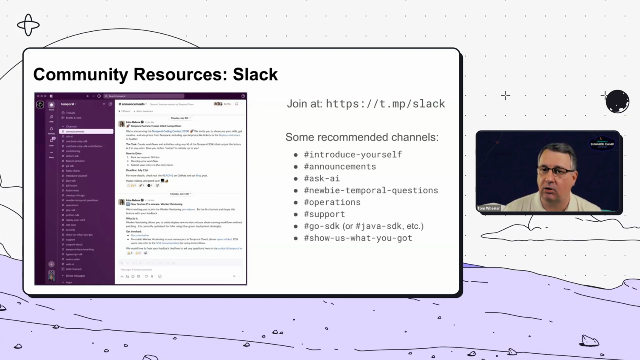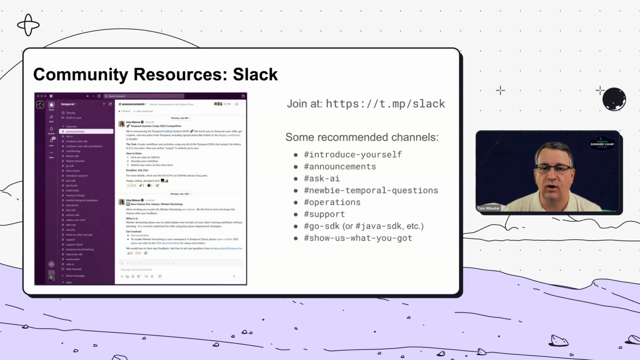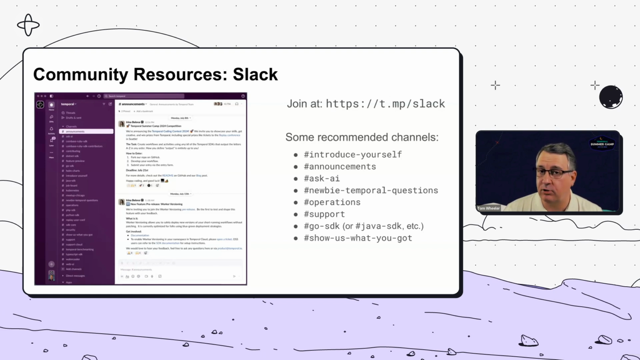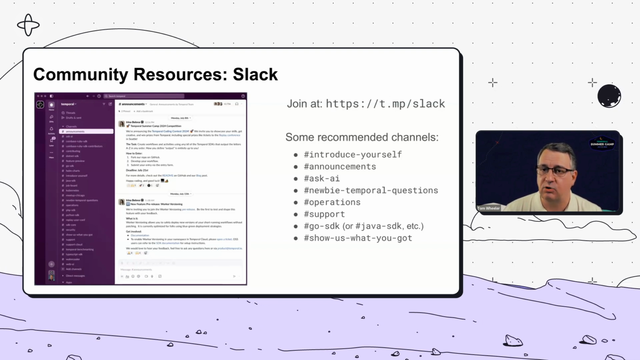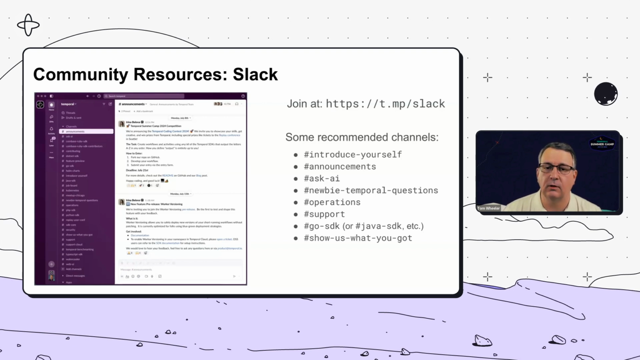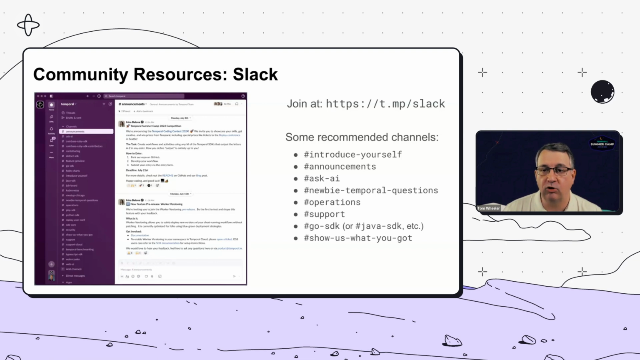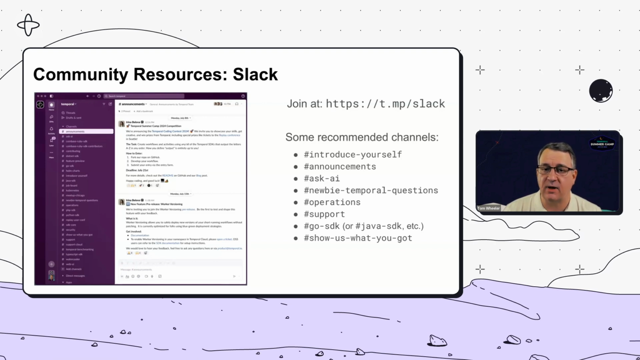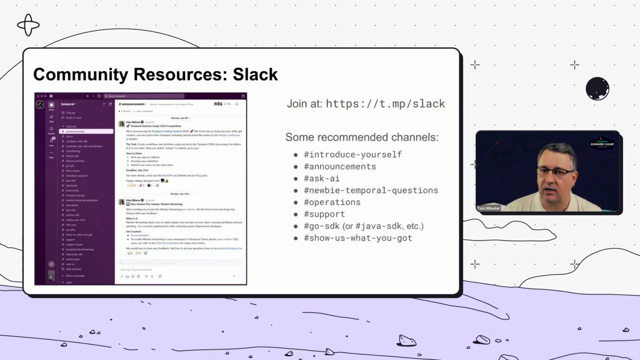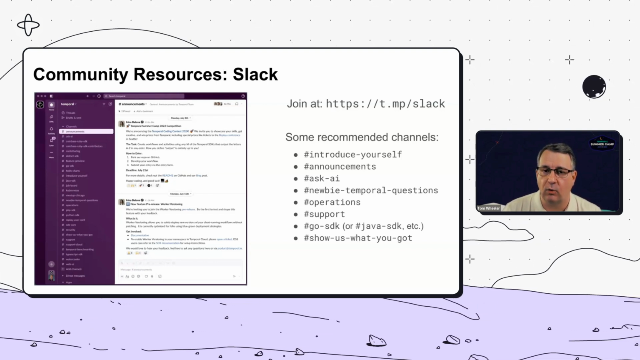The Ask AI channel is similar to the Ask AI feature I described in our documentation site. You can ask a question and a bot will do its best to provide an answer. This is a really popular channel, and there are usually more than a dozen posts in there every day, so you might consider disabling notifications for this one. The Newbie Temporal Questions channel is very helpful when you're new and you're not sure which channel is best to ask your question. The Operations channel is the best place to be if you're installing and operating a self-hosted deployment of the Temporal server software.